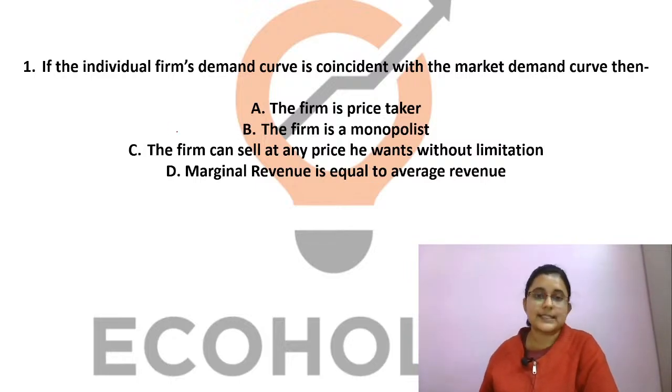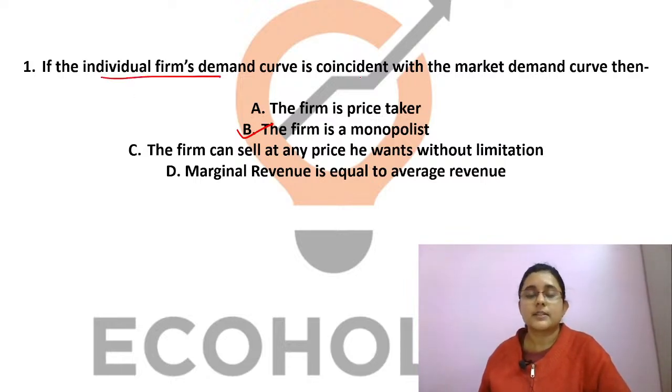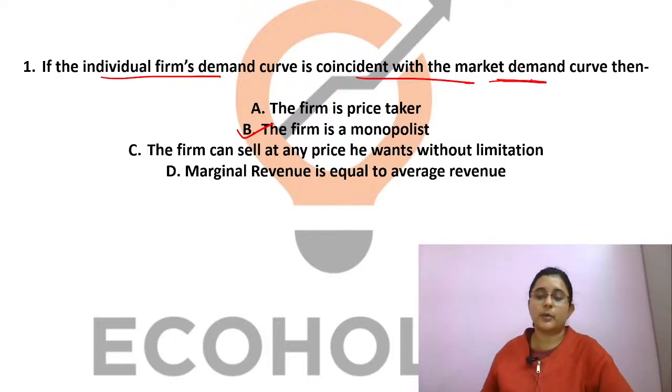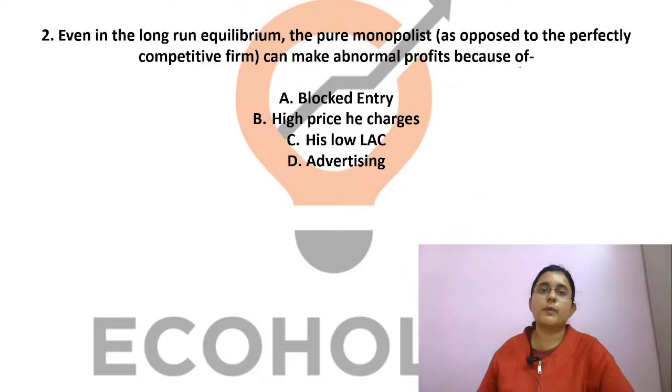So Rafiq is telling me that the answer is B, and absolutely you are correct, Rafiq. Very good. Excellent. The firm is a monopolist because a monopolist firm's individual demand curve is coincident with the market demand curve. It is only in case of a monopolist. Okay, moving on to the next question.